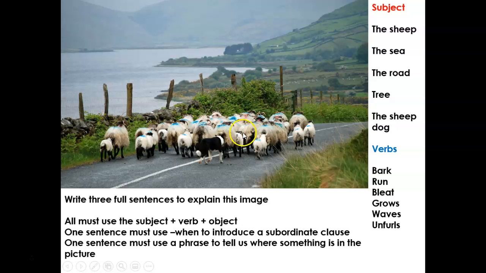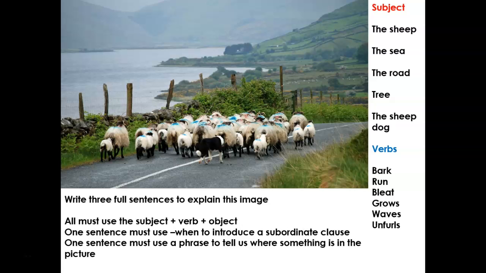Hiding at the back here of our picture, we've got our sheepdog. Hello, sheepdog. Now, each of these verbs, again, is to help you think about creating that SVO structure in a minute. So, who would be the barker in this picture? Brilliant. The sheepdog barks. The sheep run, or the dog barks and runs. The sheep bleat. The trees grow.